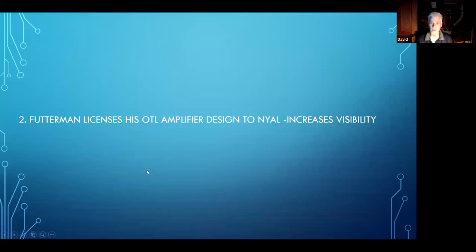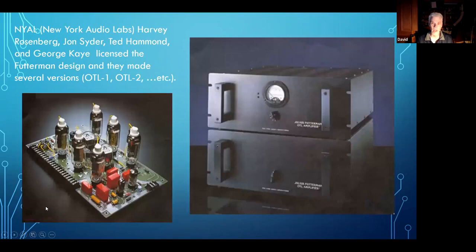Futterman licensing his amplifier to the New York Audio Labs, and that increased the visibility. So this is what the early New York Audio Labs, well, actually, it's probably what they all looked like pretty much. And Harvey Rosenberg was the main guy here who started this, and he had a few other players on his team, John Snyder, or Sider, I guess it is, Ted Hammond and George Kay. So they licensed the Futterman design. They made several versions of this, OTL 1, 2, 3, 4.